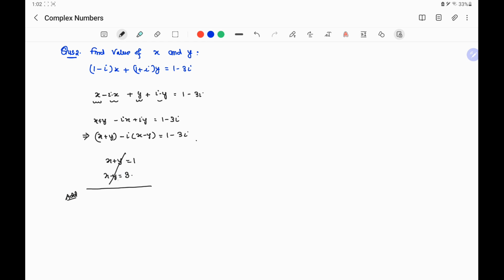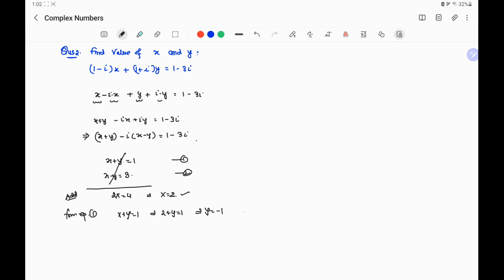Now solving these two equations, first we will add. On adding, y gets cancelled, so it is 2x equal to 4 or x equal to 2. And substituting this value of x equal to 2 in the first equation, we will have x plus y equal to 1, where x equal to 2, so 2 plus y equal to 1 or y equal to minus 1.